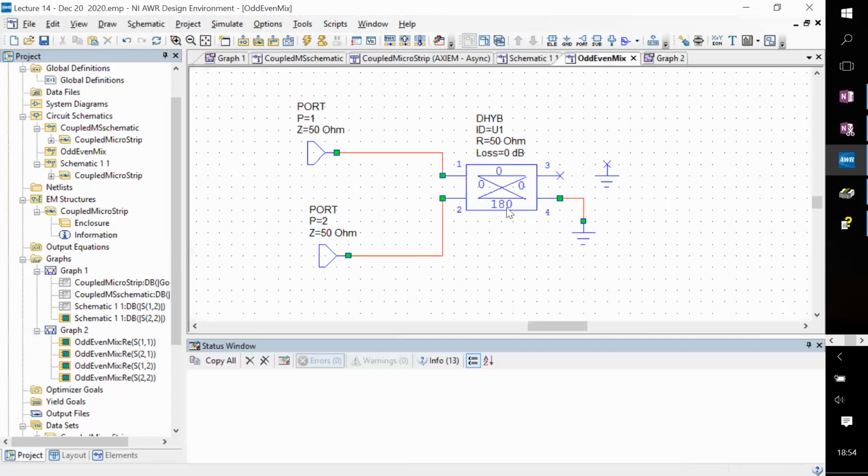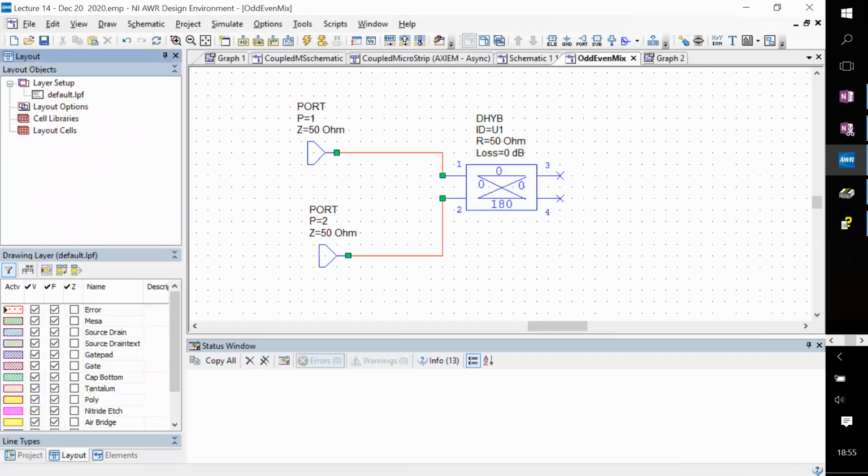And the reason is that now an even mode excitation is completely changed into an odd mode excitation, and an odd mode excitation is completely changed into an even mode excitation because of this sign flip. Okay, so that's how one can change even to odd mode excitation. These are, of course, idealized situations.